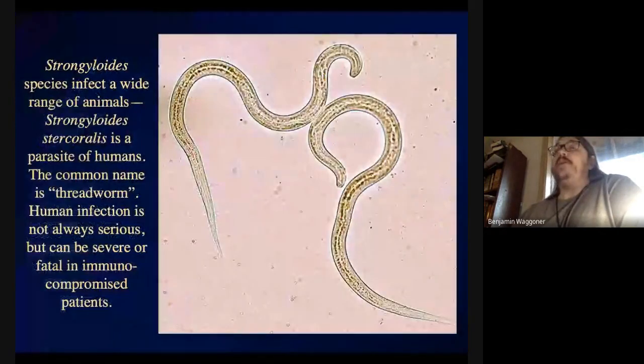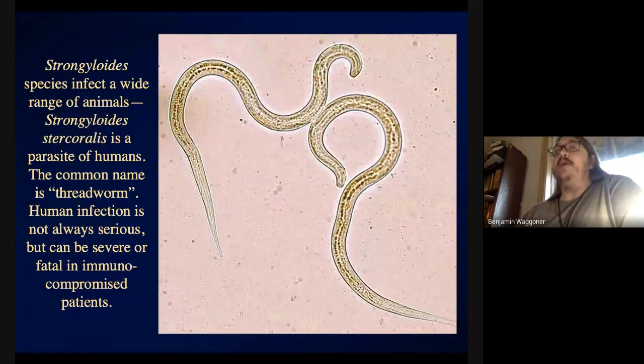More of a true parasite, Strongyloides, another tylenchid, infects a pretty wide range of animals. One of them, Strongyloides stercoralis, is a human parasite. The common name is threadworm. There's a couple of them. Mild infection may be asymptomatic, but Strongyloides was one of the infections that was noted all the way back in the early 80s. It tended to get really bad in AIDS patients.